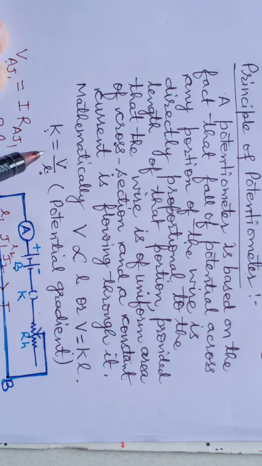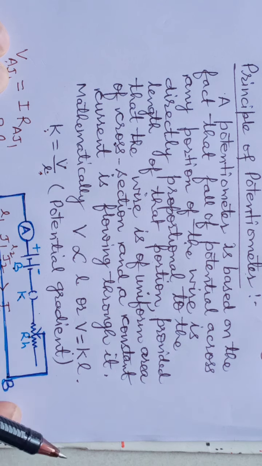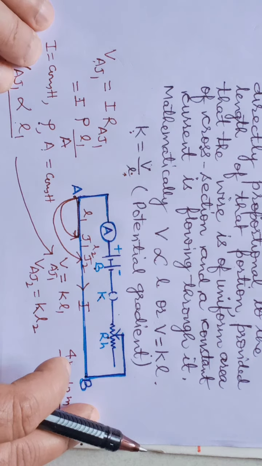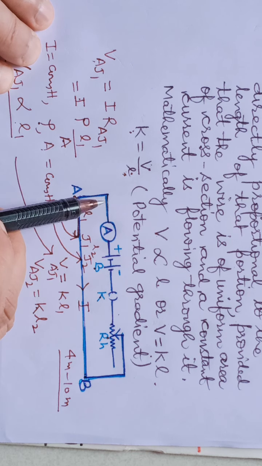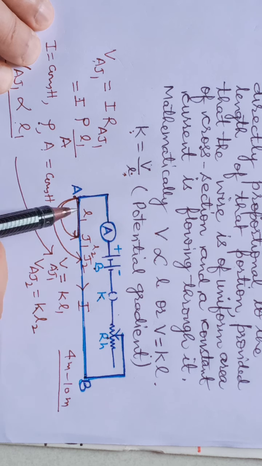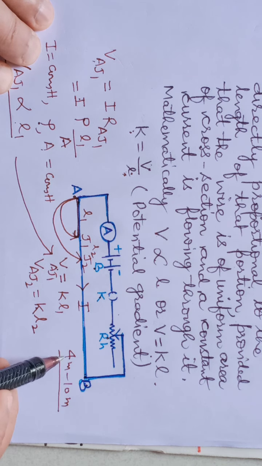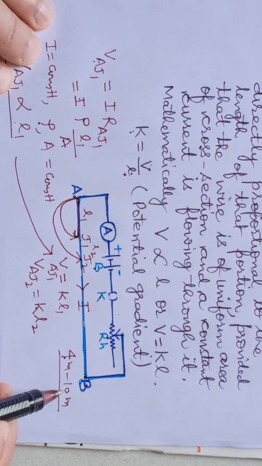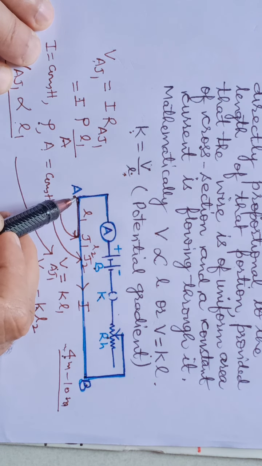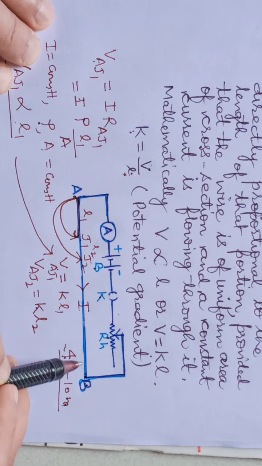Now answer me, what is the unit of potential gradient? Now here is a circuit. In this circuit, AB is a potentiometer wire which is of length 4 meter to 10 meter. It is made up of Constantan or Manganin wire.